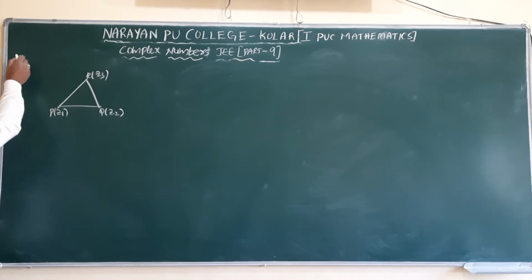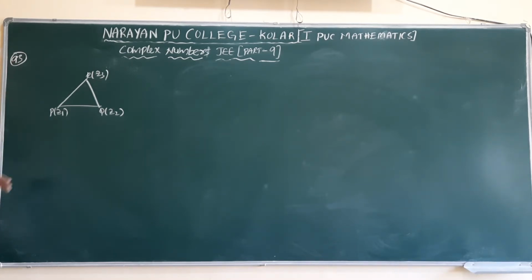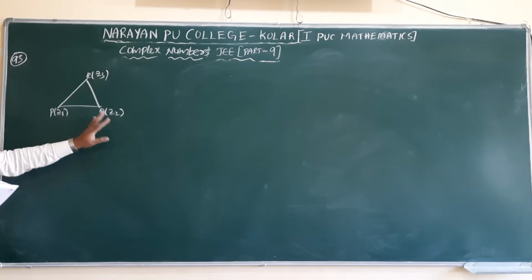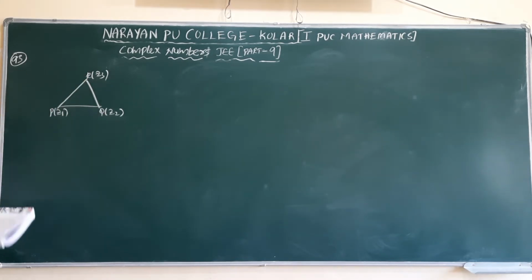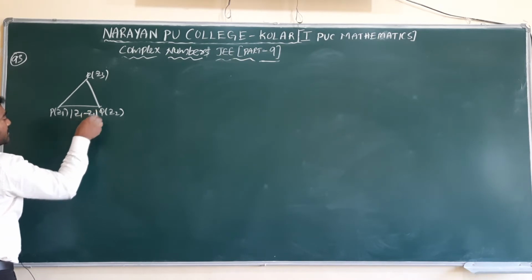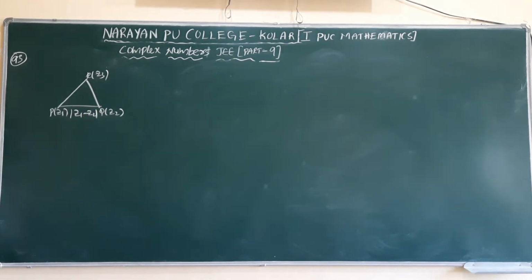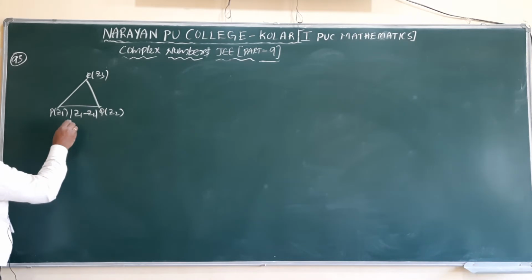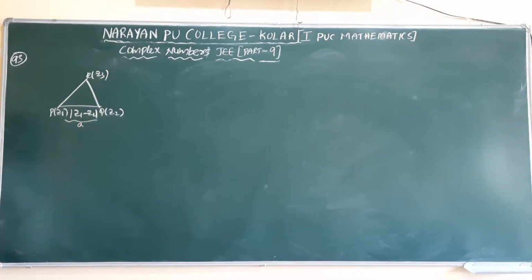Question number 93. If modulus of z1 is equal to modulus of z2 is equal to modulus of z3 is equal to 1 and z1 plus z2 plus z3 is equal to 0, then the area of the triangle with vertices z1, z2, z3. Here, it can be modulus of z1 minus z2. This distance we have taken as a.